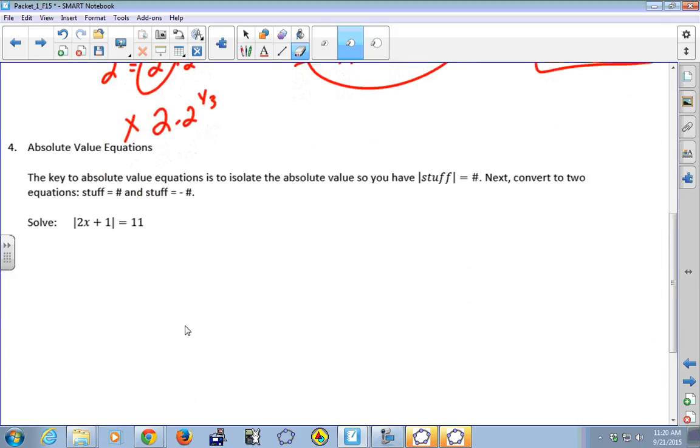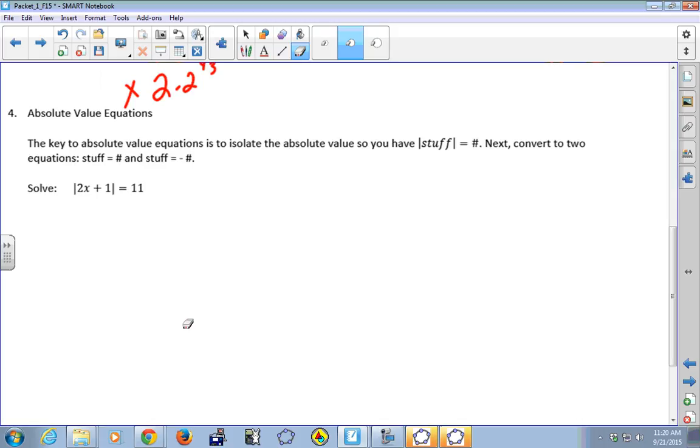Absolute value equations. Okay, the key to an absolute value equation is to get your absolute value on one side, like it always is for any type of equation. In this case, your absolute value is already on one side, the left side. So you have some kind of stuff, the absolute value of some stuff is equal to a number. And this is simply all you have to do, but I want to show you why you do this.